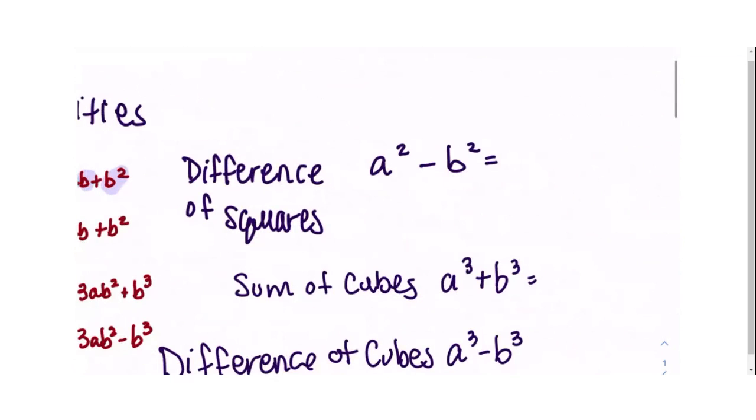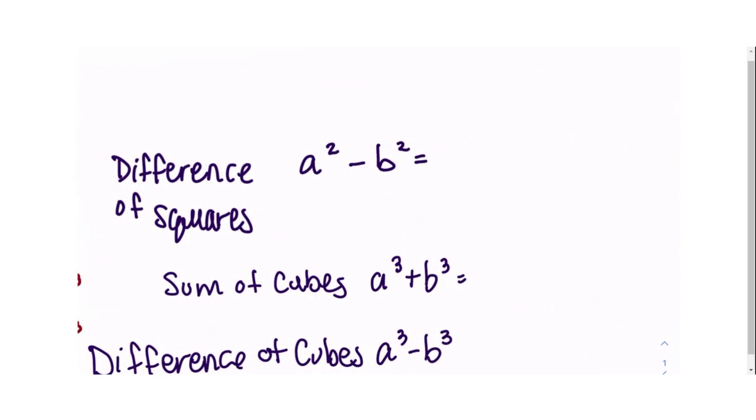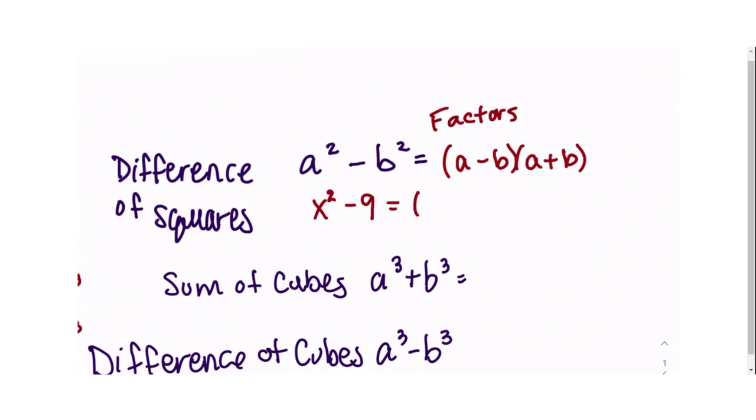A common other thing, these are other identities with polynomials, is the difference of squares. If we had a squared subtract b squared, if you factored it, and let me just give a hint that these are factors, it would be (a subtract b) multiplied by (a plus b). This is a very common one that you'll use a lot. Here's an example: x squared subtract 9 is the same thing as (x subtract 3) multiplied by (x plus 3), because the square root of 9 is 3.